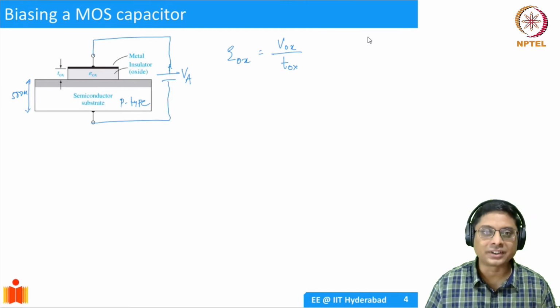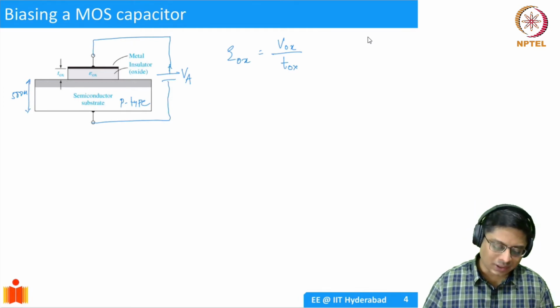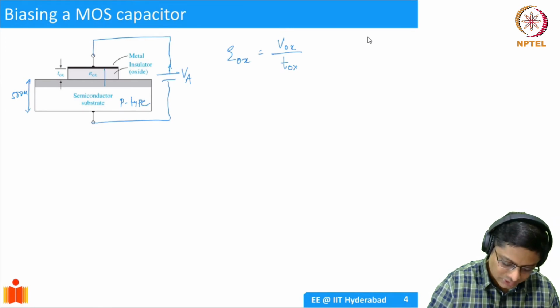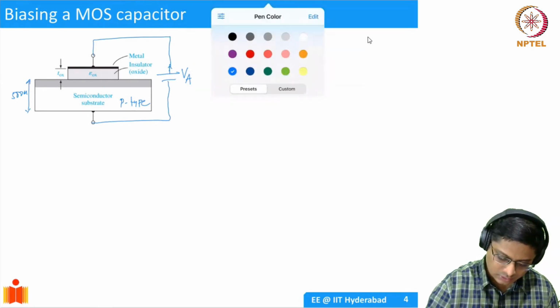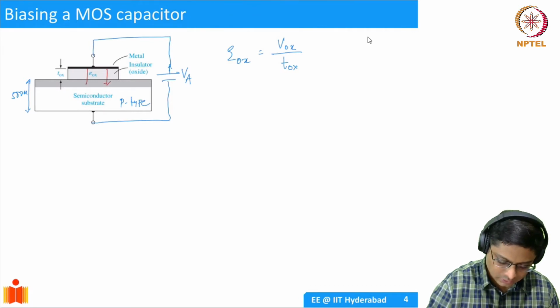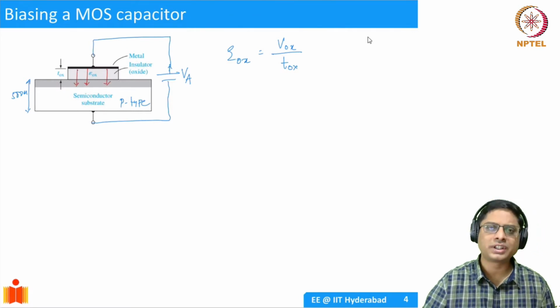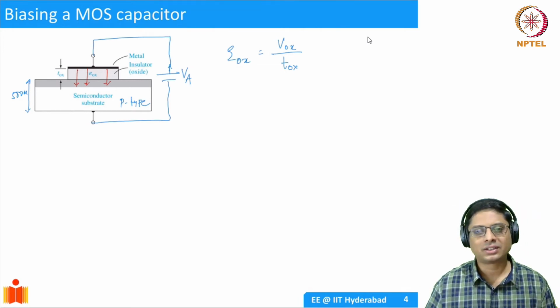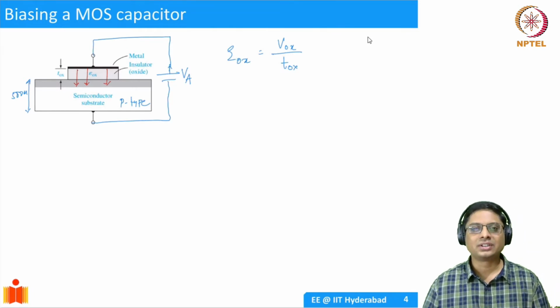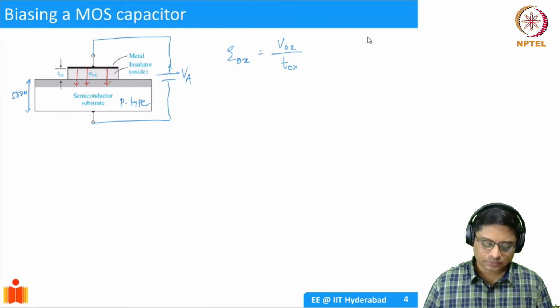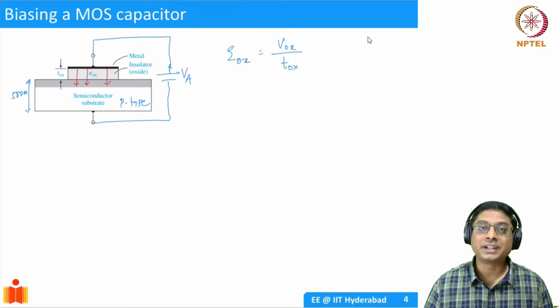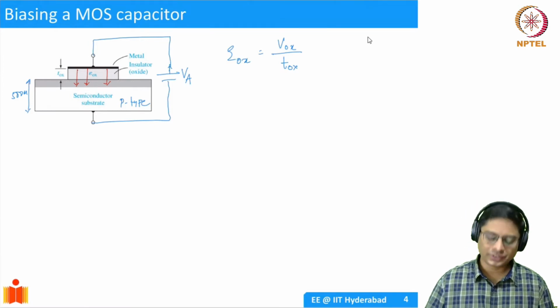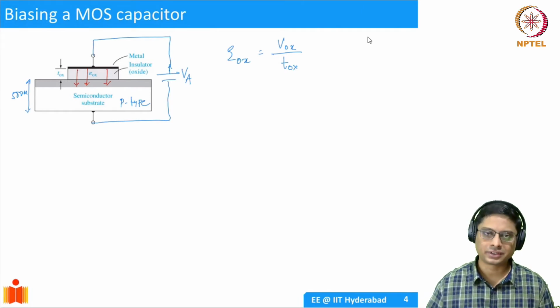So what happens if you have an electric field? What is the direction of the electric field? Well, it is pointing downwards in this picture. The reason is that we are assuming the voltage is positive, so positive voltage is applied to the top, the metal, and let's say the substrate is grounded. The semiconductor is p-type. It has a lot of holes. And what happens to holes when you apply voltage like this? They will be driven away from the interface, right?